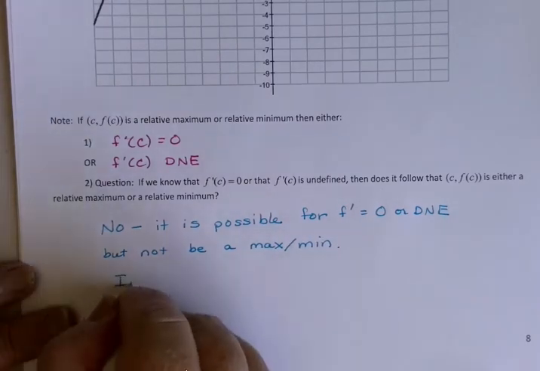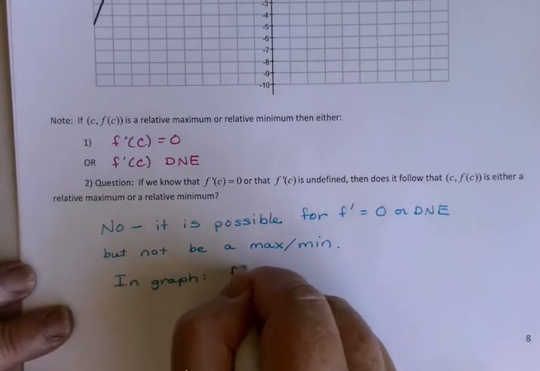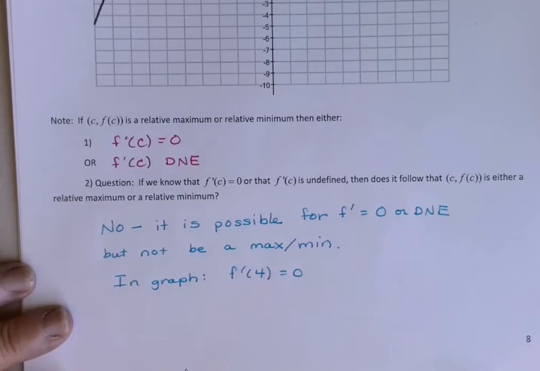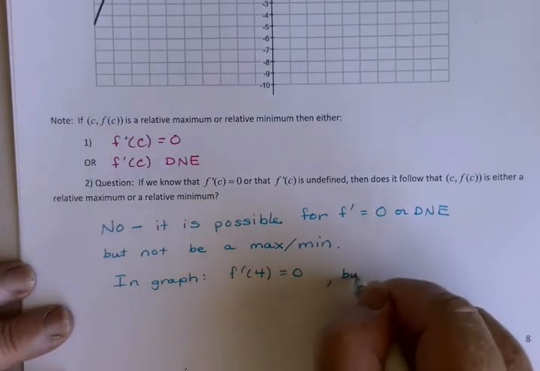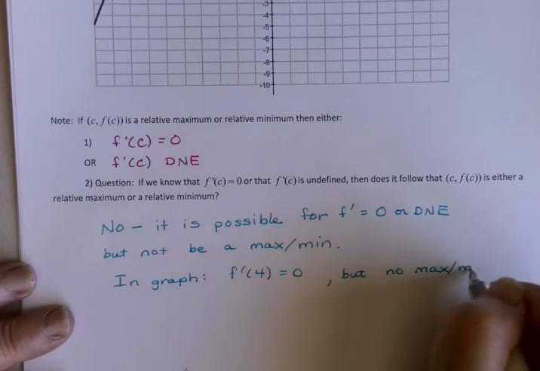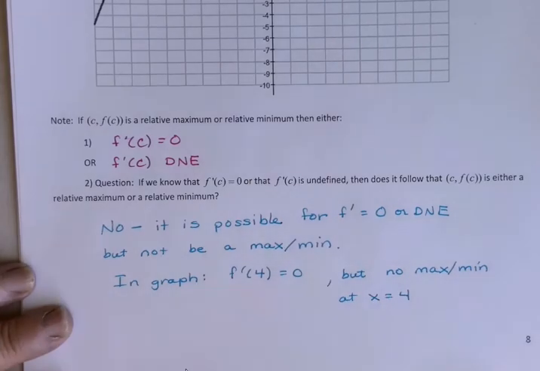In our graph, f prime of 4 would be equal to 0 because the slope, as we saw, was 0. But there's no max or min at the point where x is 4.